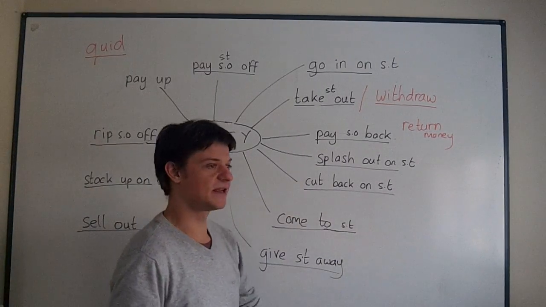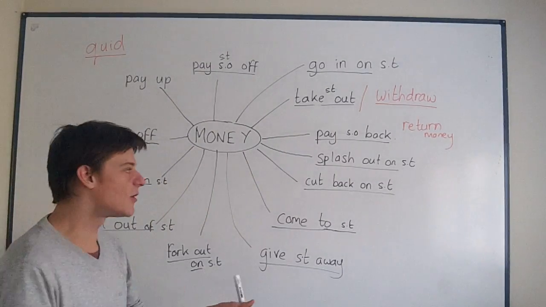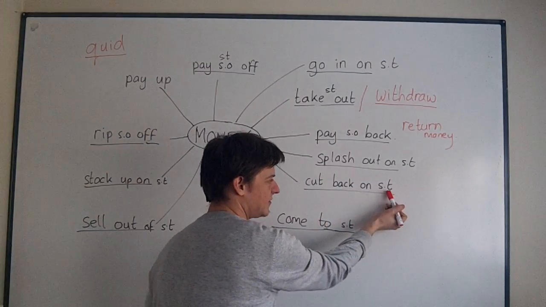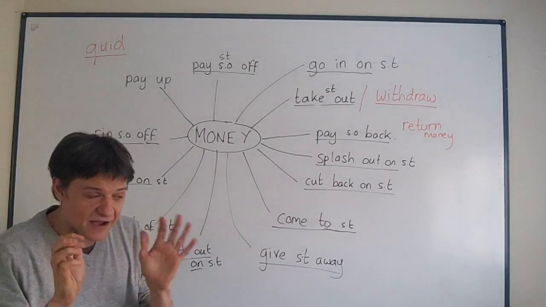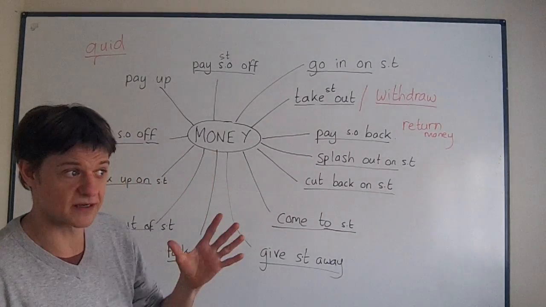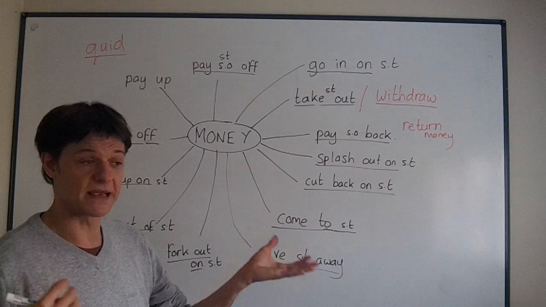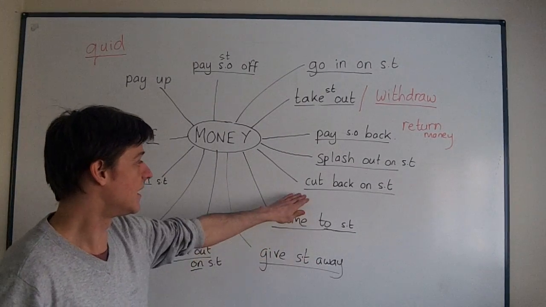Cut back on something is maybe the opposite. It means that you stop buying something, or you stop using something. It doesn't have to be connected to money. You could say I'm cutting back on cigarettes, I'm cutting back on alcohol, and it means you're drinking less alcohol or you're smoking less cigarettes.